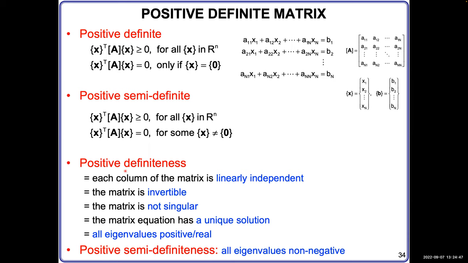And for a positive definite matrix, the eigenvalues are always positive and real. They are not imaginary values, they are always real values. For a positive semi-definite matrix, all the eigenvalues are non-negative. The eigenvalues can be positive and can also be zero, but they are not negative. So those are the important properties of positive definite and positive semi-definite matrices.